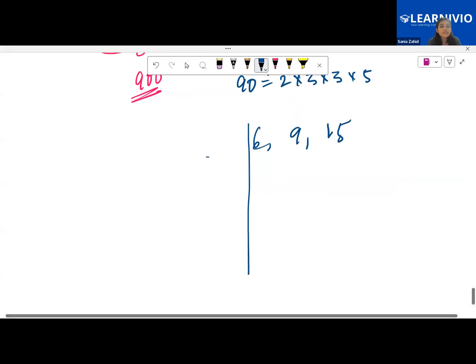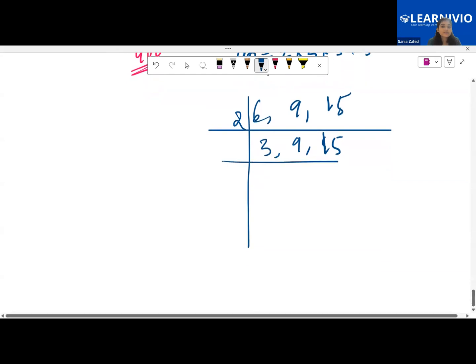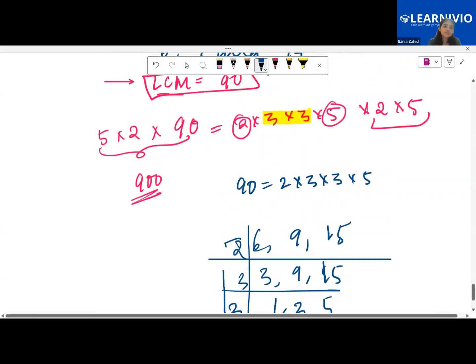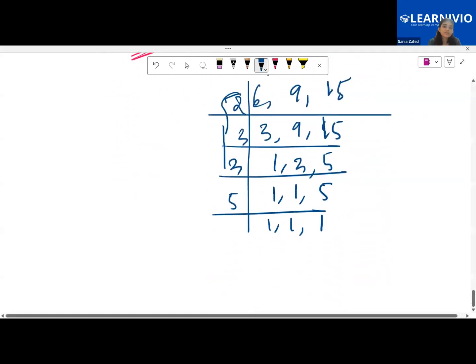You do like this. The prime factorization of all the numbers, you do 2, 3. Keep on dividing them. You have to keep on dividing until you get 1. Oh, okay, ma'am. Understood. So on multiplying these numbers, you have 90. Fine.